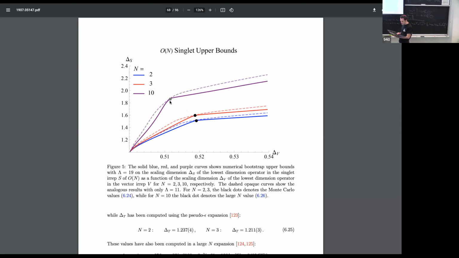The resolution is that you have to be careful what you mean by traceless symmetric and singlet as you're changing N. Because the traceless symmetric representation of O(N+1), once you decompose it to O(N), will include both the traceless symmetric as well as the singlet. And so that's why you want to compare the lowest dimension of either singlet or traceless symmetric of O(N) to the lowest dimension of either traceless or singlet of O(N+1). And then they are inclusive in the right order.